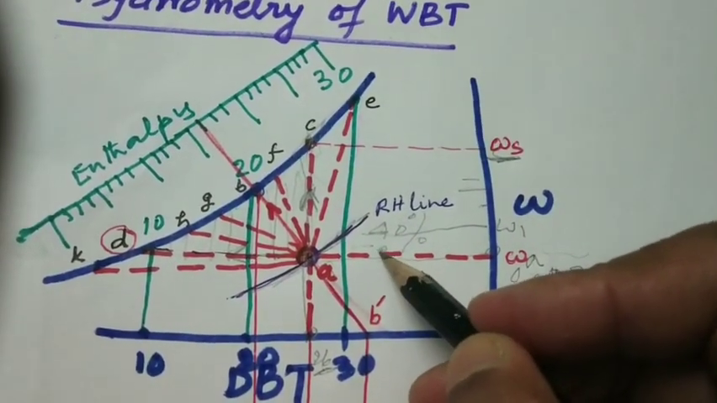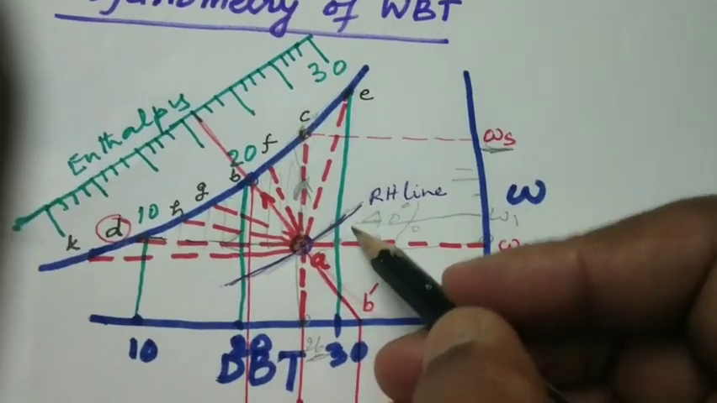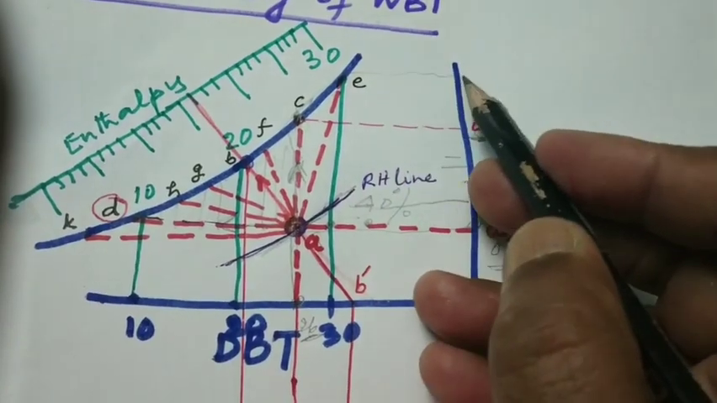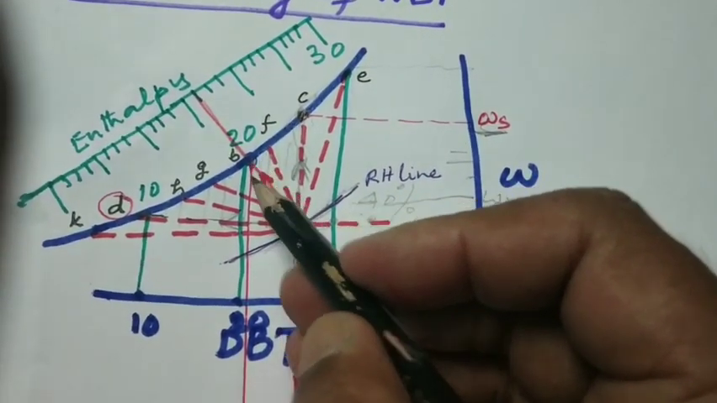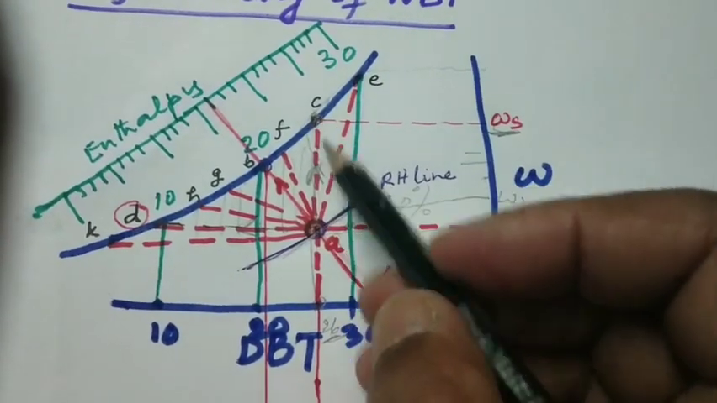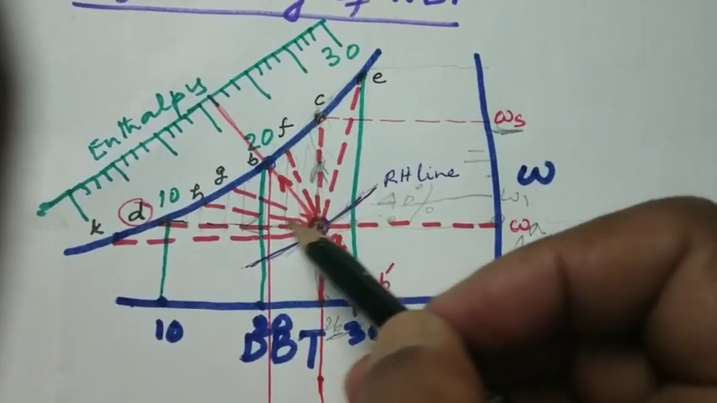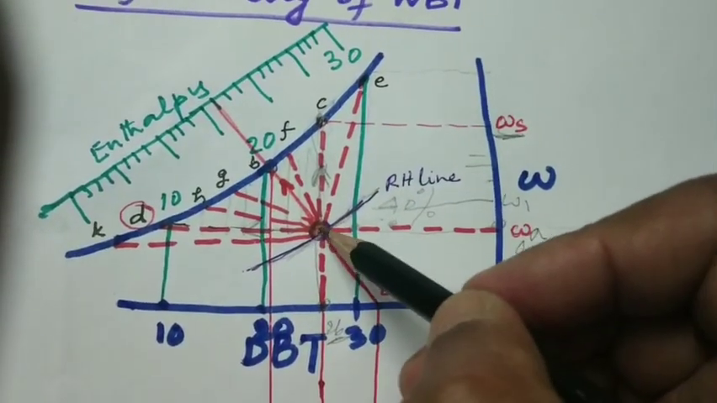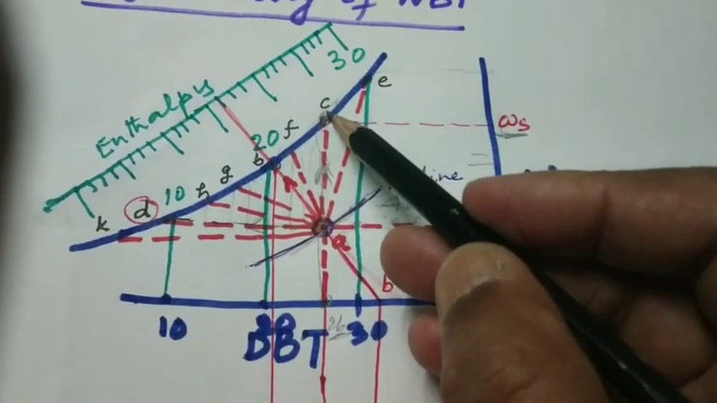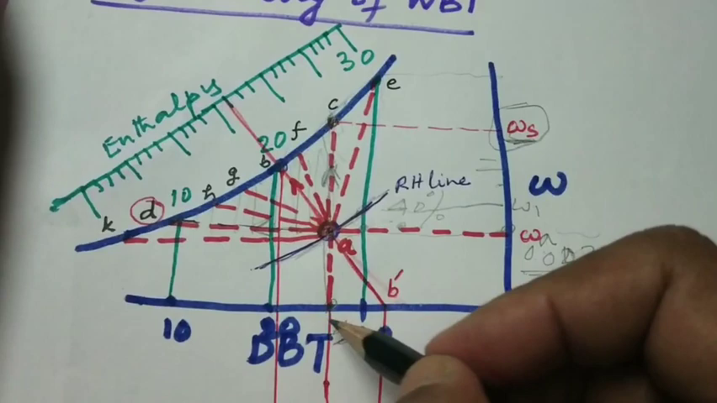If I take air here, the saturated condition will be this. If I take air here, the saturation condition may be this. Saturated conditions go on changing with the position of the dry bulb temperature. If this point changes its position, its saturation condition will change. So for this particular air A, the saturation humidity is omega S if we keep the temperature constant.